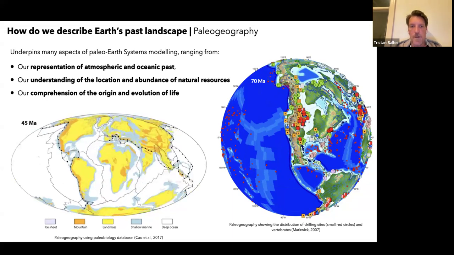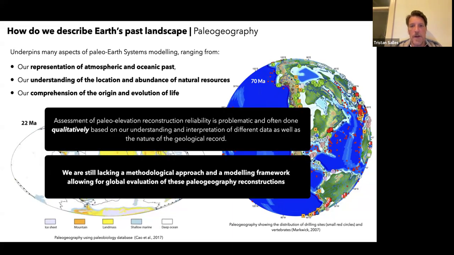models. So our idea was, can we move from this kind of qualitative understanding, or maybe not move from that, but can we use some tool to see how far this qualitative representation of the Earth is from potentially the reality. And so what we tried to do is to design a tool to be able to test these paleogeographies.